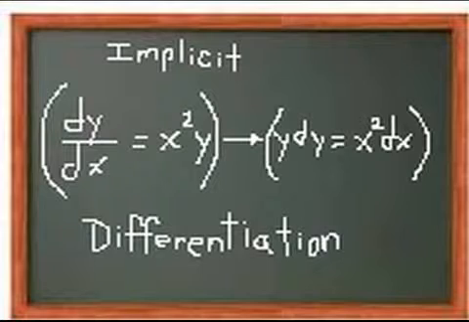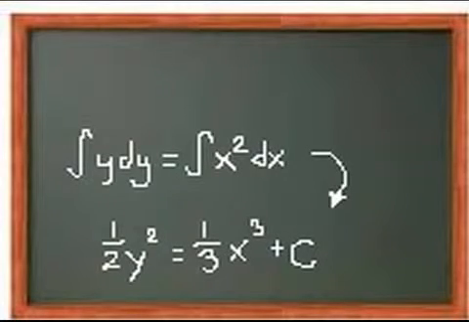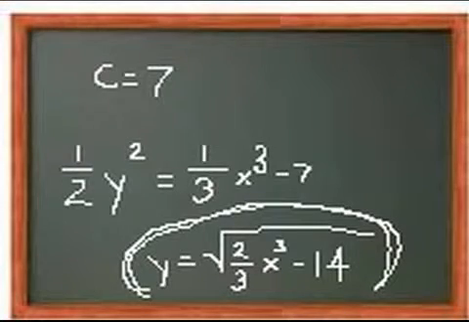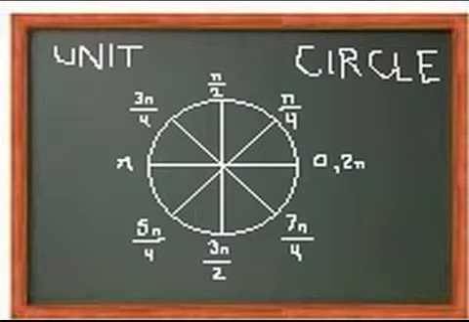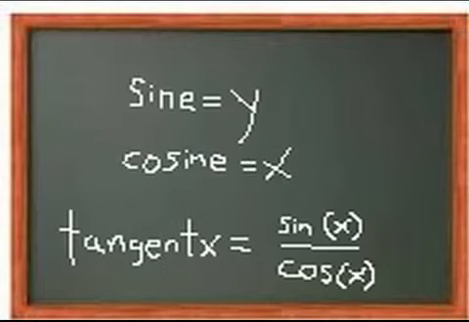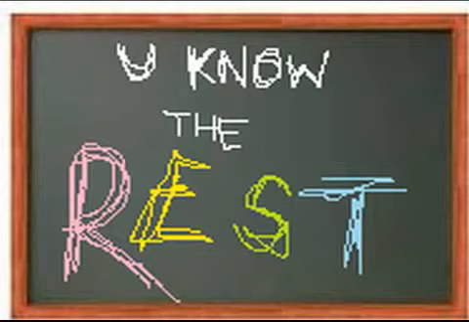Implicit differentiation, separating variables. Take the antiderivative plus c using integrals. Plug in the given point to find c. Plug in c and finish solving for y. And the unit circle from Algebra 2 is useful for calculus, though it is review. Sine is the y value and cosine is the x. Tangent is sine over cosine, and you know the rest.